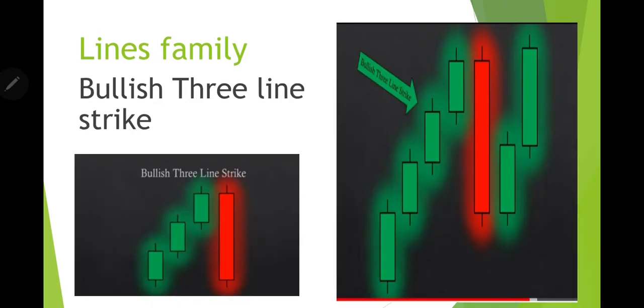Still under lines family, we've got the bullish 3-line strike, which looks like this. The bullish 3-line strike will appear in the middle of an uptrend like this. You'll get that huge red candle that is going down, but without taking the low of that first candle in that series of 3 candles, and immediately after that you'll get the continuation of the movement to the upside. So the bullish 3-line strike is the continuation pattern of an existing bullish movement.